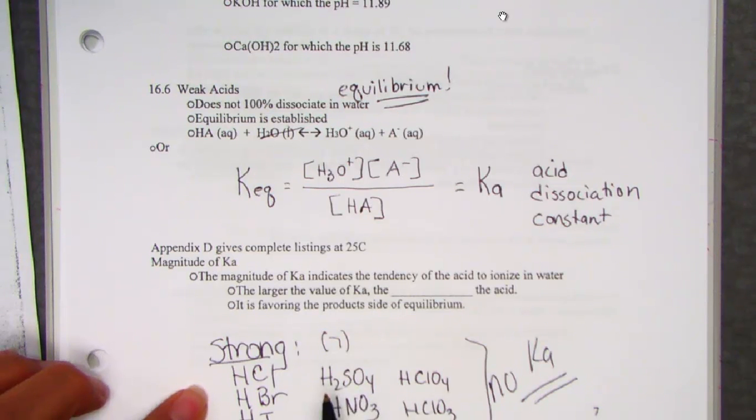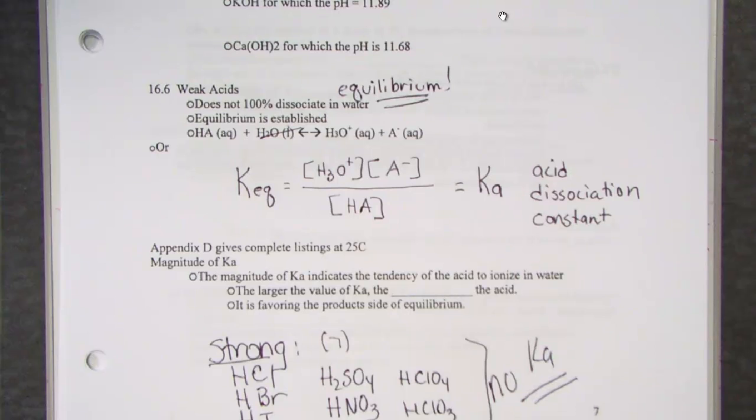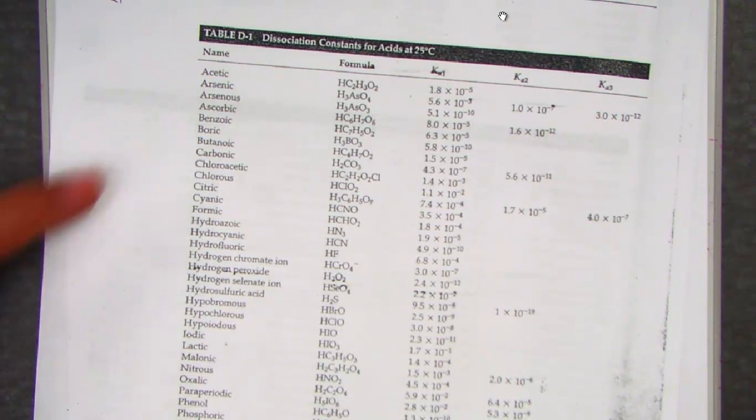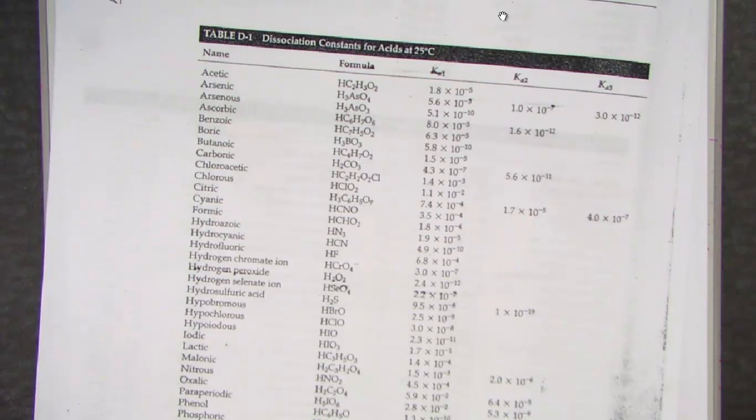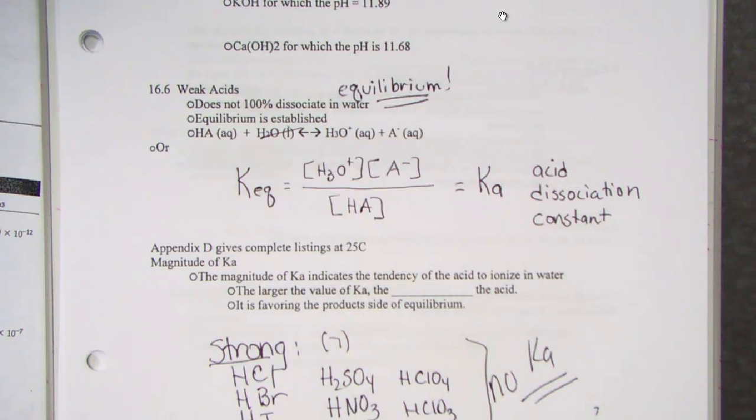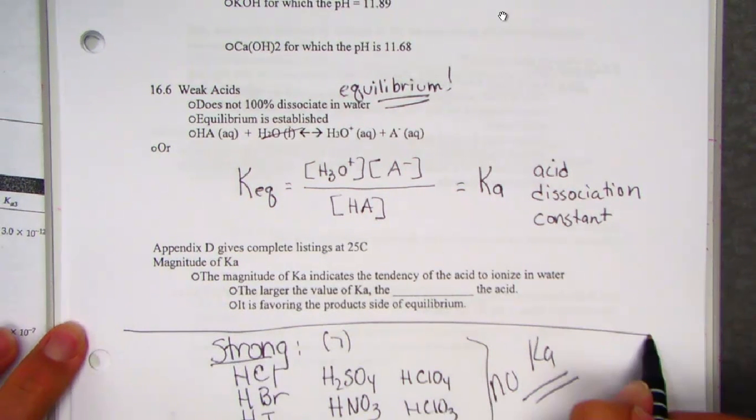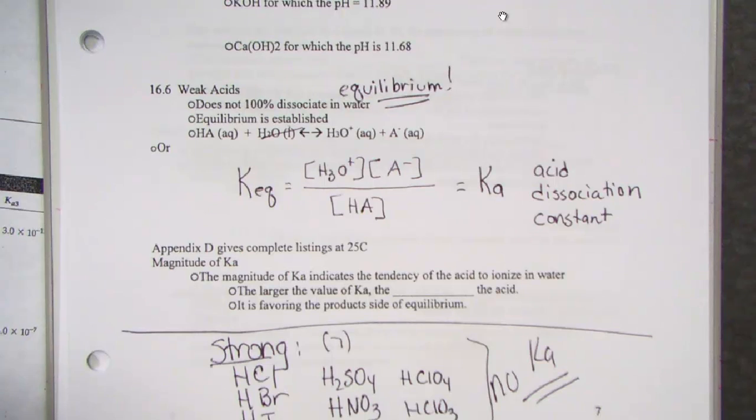Let me list those names one more time to hopefully stick in your mind. Hydrochloric, hydrobromic, hydroiodic, sulfuric, nitric, perchloric, chloric acid do not have Ka constants. I will not be able to look up hydrochloric acid and find it on here. It does not have a Ka constant. It 100% dissociates, no equilibrium. Now, everybody else, you will find a Ka value. Weak acids have a Ka.